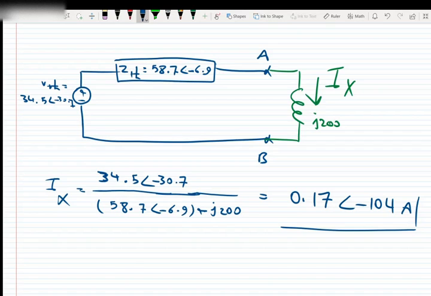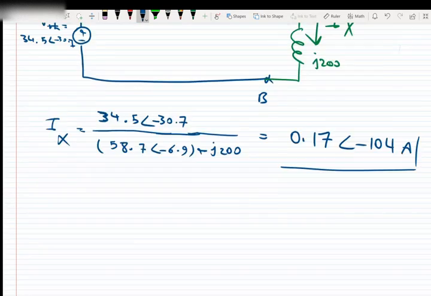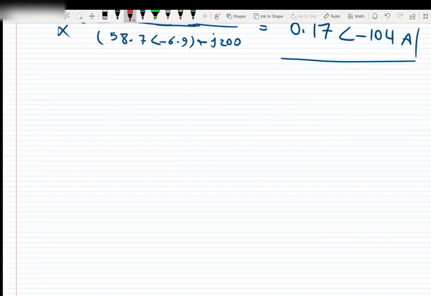Okay, so this one was the second example for Norton and Thevenin equivalent. Let's move to the third example for today.